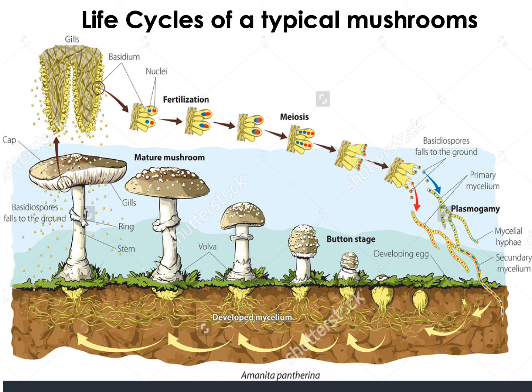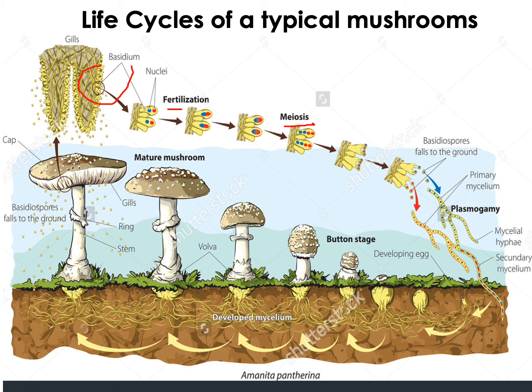Okay, the last slide on the life cycle of a typical mushroom. Basidia form on the gills of the mushroom, this part here. And then there's fertilization. Nuclear fusion results in a diploid nucleus. And then it will go through meiosis. Meiosis occurs and basidiospores are produced.